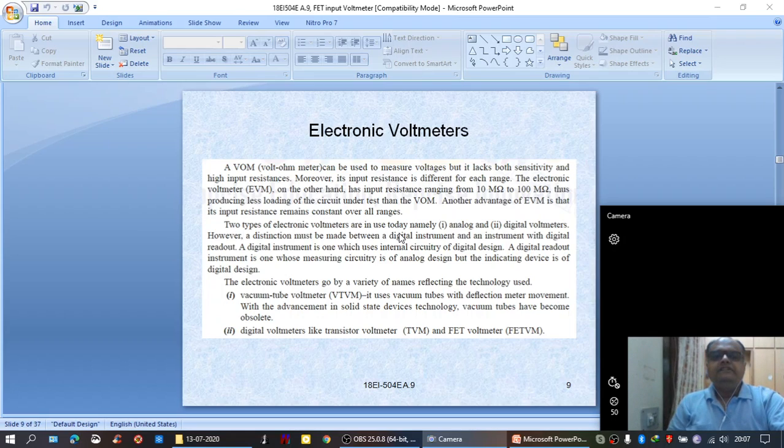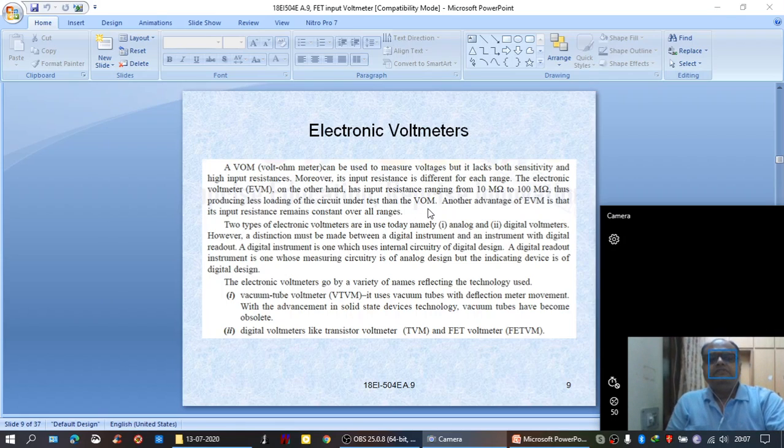Moreover, its input resistance is different for different ranges. When a multi-range voltmeter is used, for different ranges it offers different input resistances. On the other hand, an electronic voltmeter, EVM, has input resistance ranging from 10 megaohms to 100 megaohms, thus producing less loading of the circuit under test than a VOM.